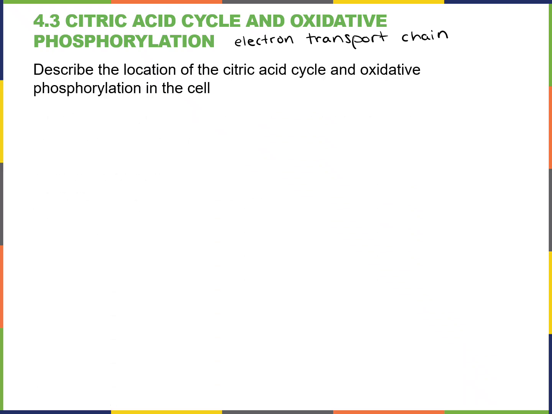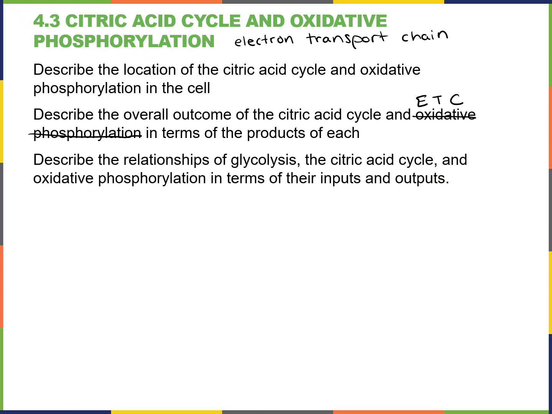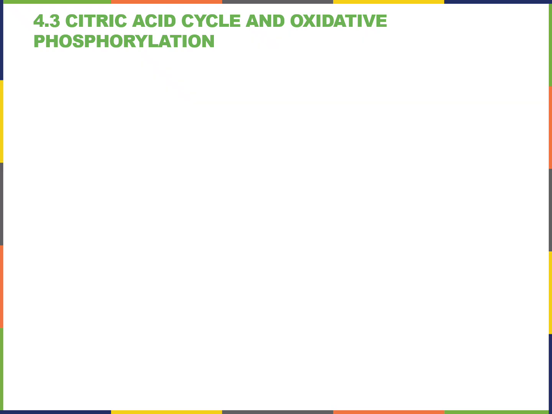So we will describe the location of the citric acid cycle and the oxidative phosphorylation in the cell. We will talk about the outcomes of the citric acid cycle. I'm changing this to oxidative phosphorylation because it's too many syllables to say ETC, electron transport chain, in terms of the products of each. We're going to describe the relationship between glycolysis, citric acid cycle, and oxidative phosphorylation in terms of their inputs and outputs, what they make, and whatnot.